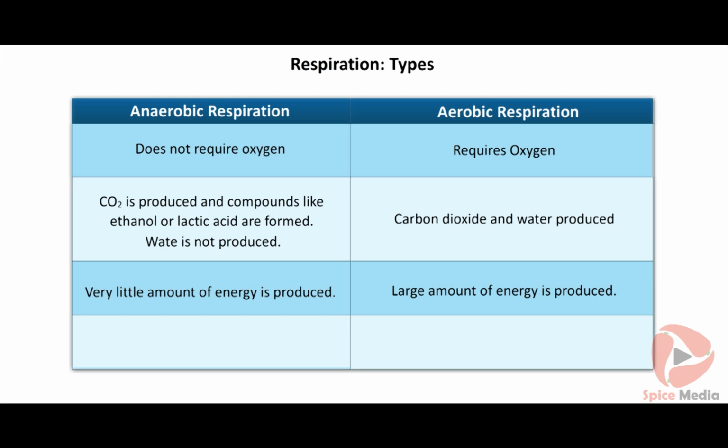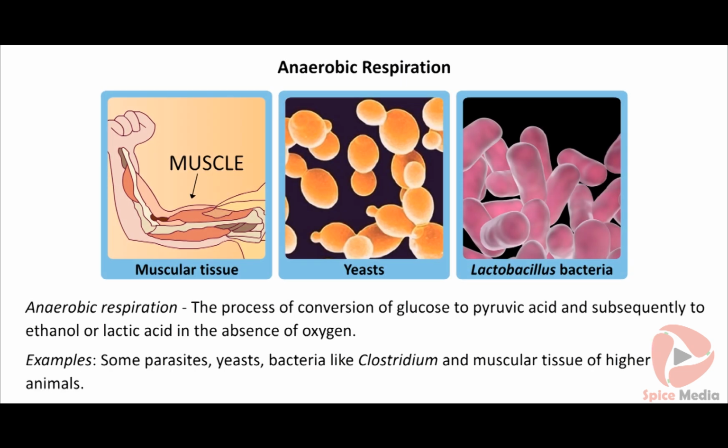Due to incomplete oxidation of glucose, a very small amount of energy is produced during anaerobic respiration. Due to complete oxidation of glucose, a large amount of energy is produced during aerobic respiration. Look at the overall reaction of anaerobic and aerobic respiration. The process of conversion of glucose to pyruvic acid and subsequently to ethanol or lactic acid in the absence of oxygen is called anaerobic respiration or fermentation.